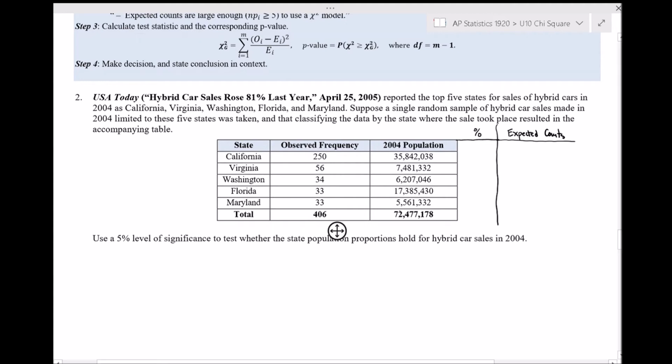And then out of the population, I want to know what those population percentages are. What percentage out of that total population for those 5 states does California make up? So that's where I calculate 35,842,038 divided by a combined total for the 5 states, 72,477,178 people.